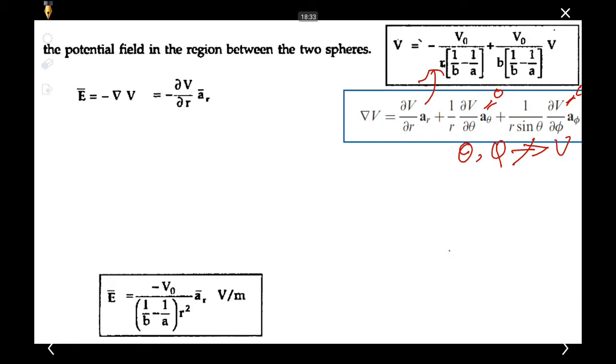Now differentiate with respect to R. When you differentiate with respect to R, this is a constant, there is no R term here, so this term will go. Only we will have V0 by R into 1 by (1 by B minus 1 by A). In this, V0 by (1 by B minus 1 by A) is a constant. The only variable is minus 1 by R. So how will you differentiate minus 1 by R? What is the derivative of minus 1 by R?